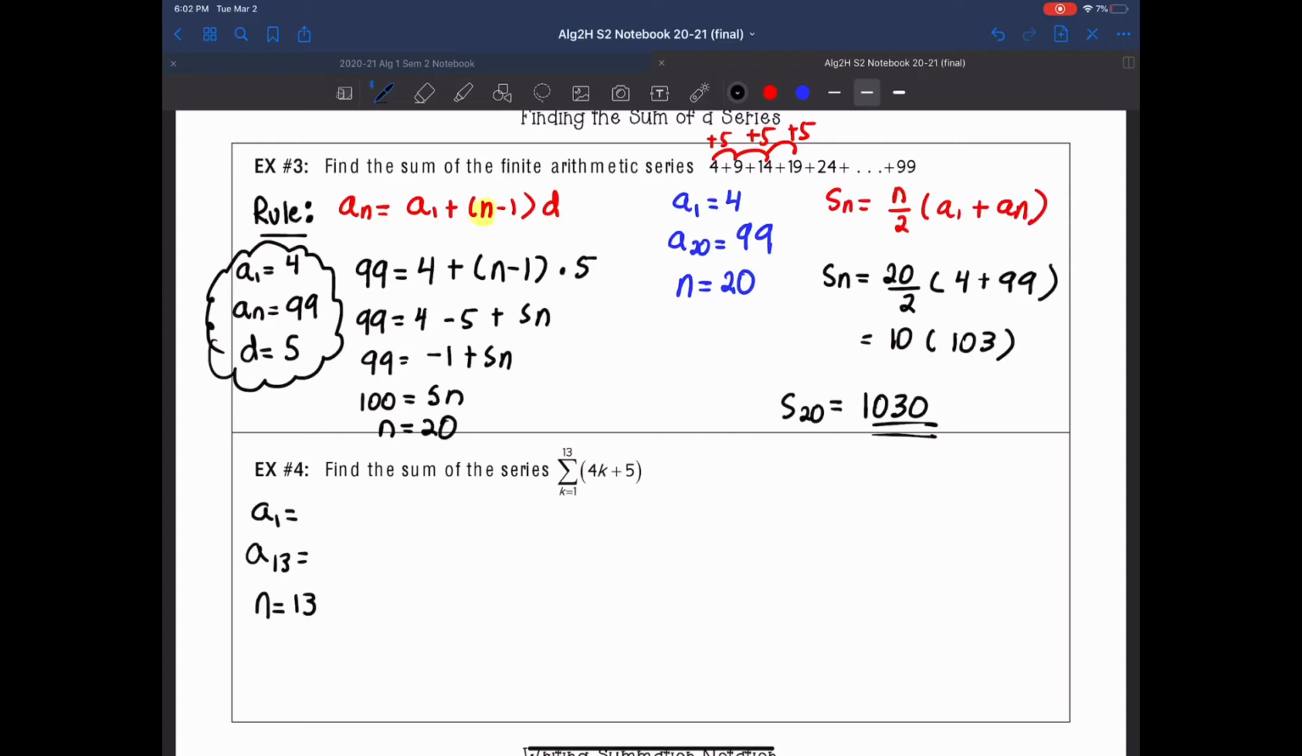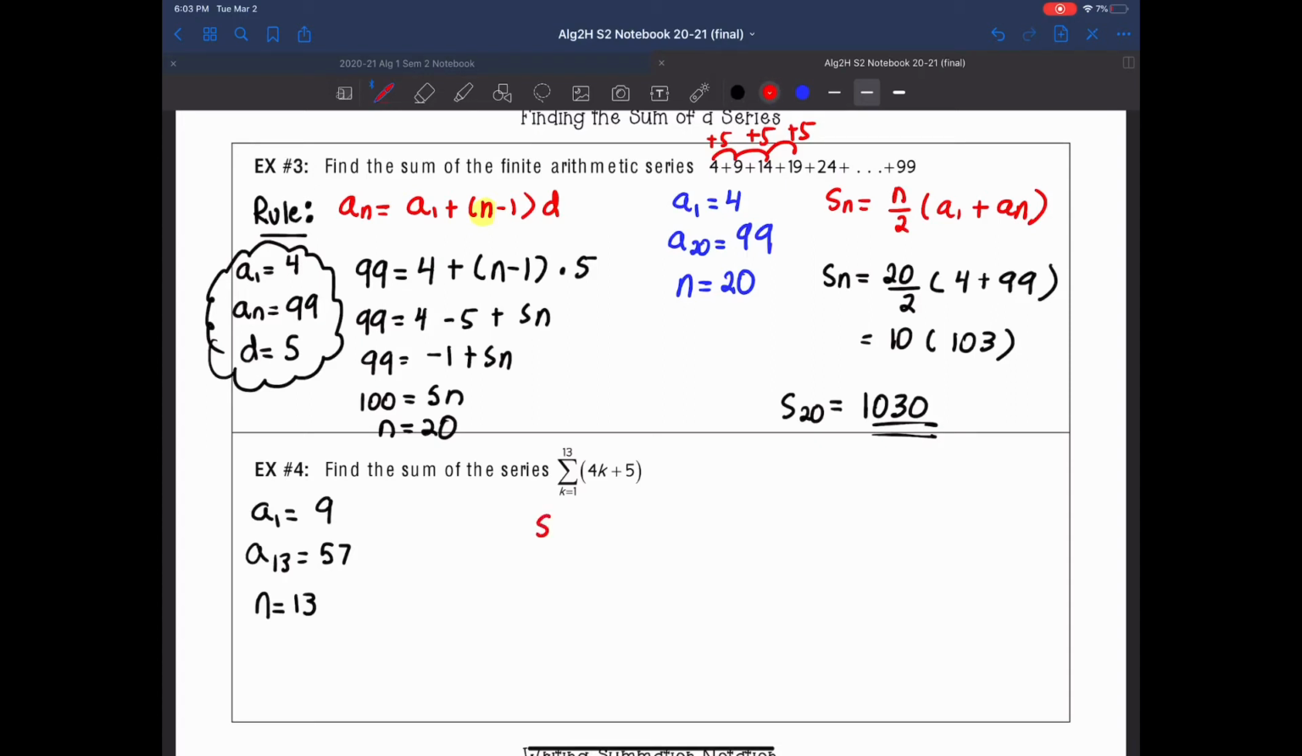So in order to find a sub 1, what that means is I have to plug 1 in for k. So if I plug 1 in for k, I get 4 times 1. 4 times 1 is 4, and then 4 plus 5 is 9. So a sub 1 is equal to 9. I also need to find a sub 13, or the last term of the series. So let's plug in 13. 4 times 13, that's going to give me 52. And if I take 52 and add it to 5, a sub 13 gives me 57. So now I can easily plug this into the formula.